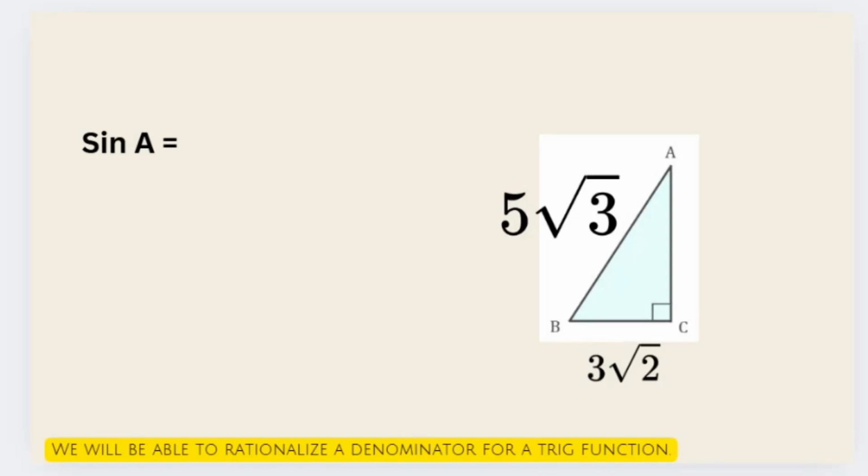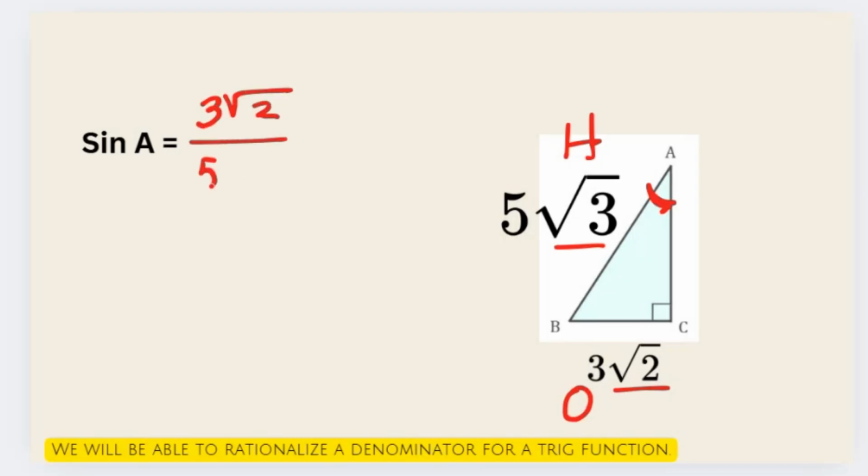In this video, we're going to go over how to rationalize a denominator for a trig function. I can see that I have some radicals here, and that should be an alarm for me that I may have to do some rationalization. The sine function is the opposite. A is my reference angle. This is the opposite over the hypotenuse. So I can write that as 3 square root 2 over 5 square root 3.